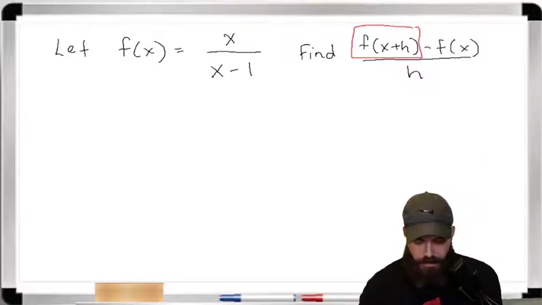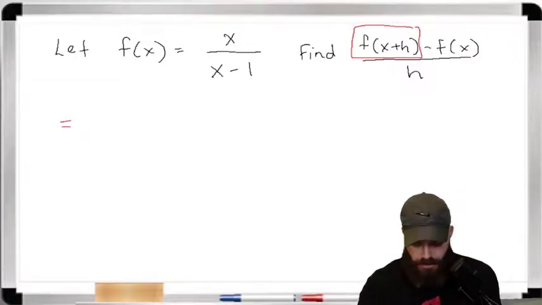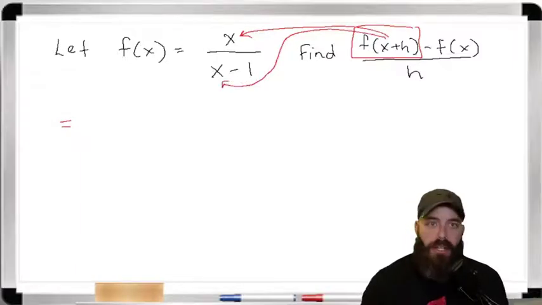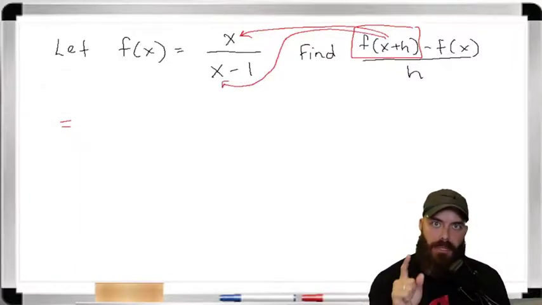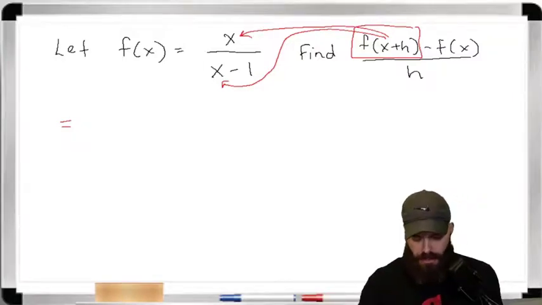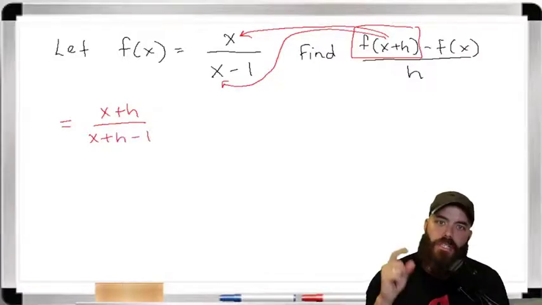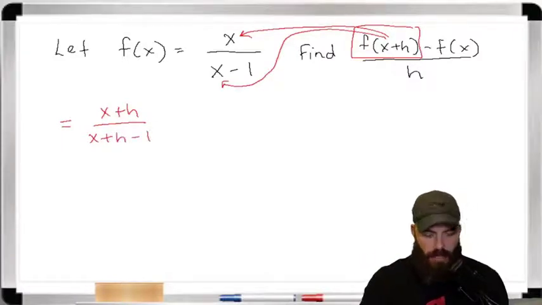We're going to try to color code everything. In red, we take care of the f of x plus h portion of the difference quotient. I see an x here and an x right there, so for both of those x's, make sure you plug in x plus h. In my numerator, I'll have x plus h. In my denominator, I'll have x plus h minus 1. So there is the f of x plus h part.